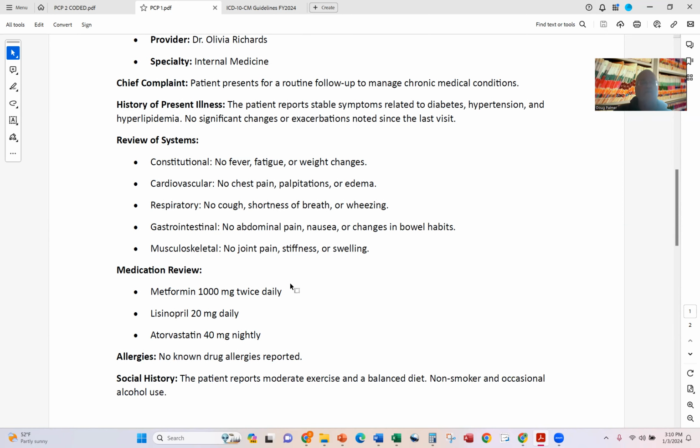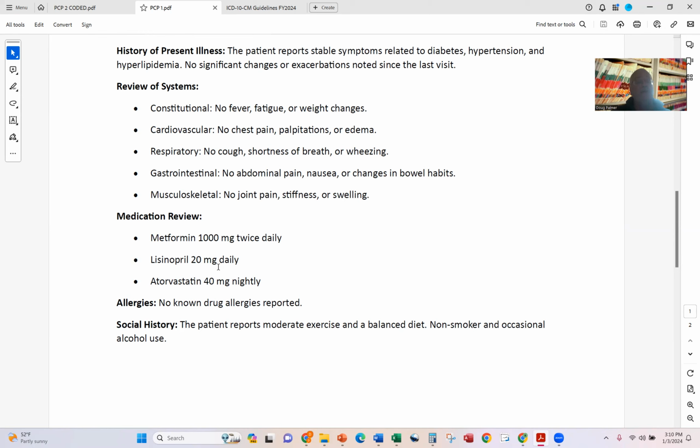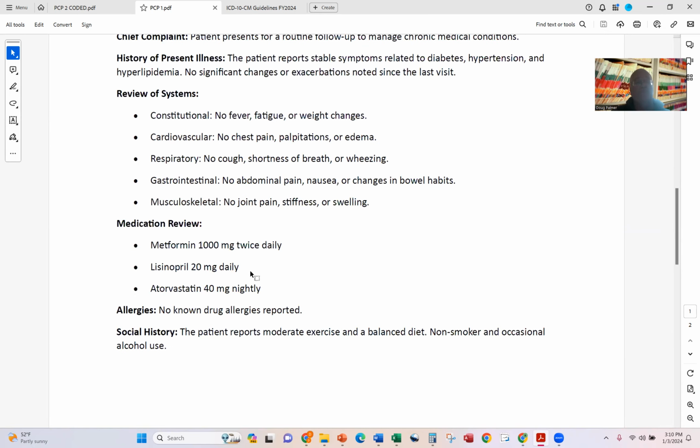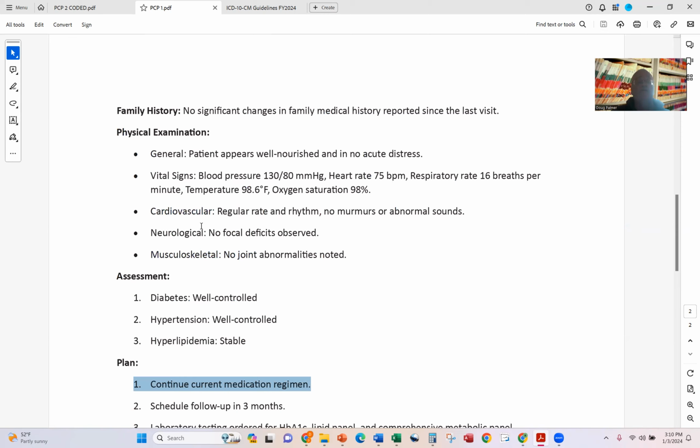We got the review of systems, which for E&M is not required, but it is good documentation practice, a good record of subjective information for the patient. Medication review, metformin, lisinopril, and atorvastatin. No known drug allergies. The patient reports moderate exercise, balanced diet, non-smoker, occasional alcohol use. No significant changes in family medical history reported since last visit.